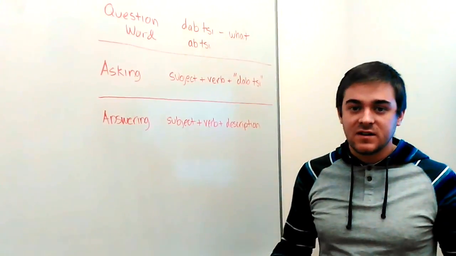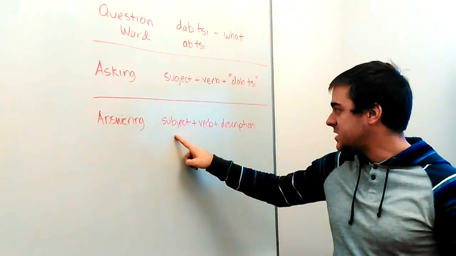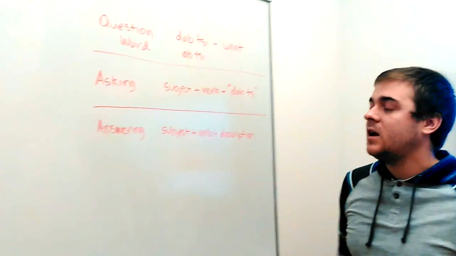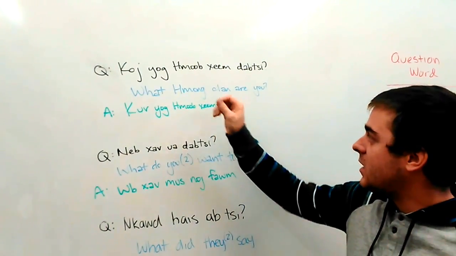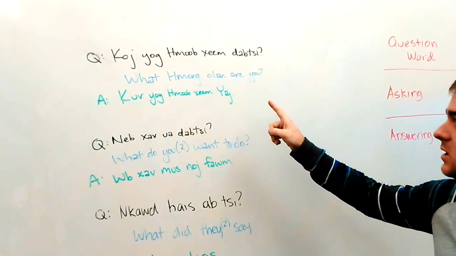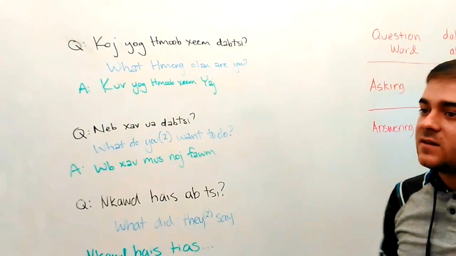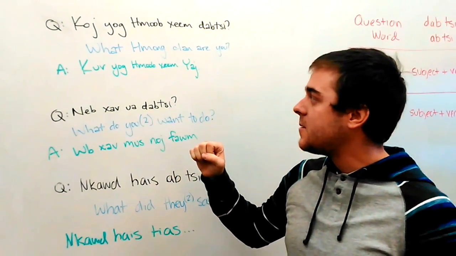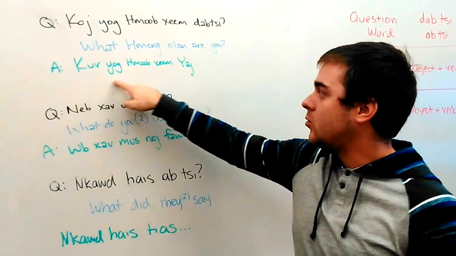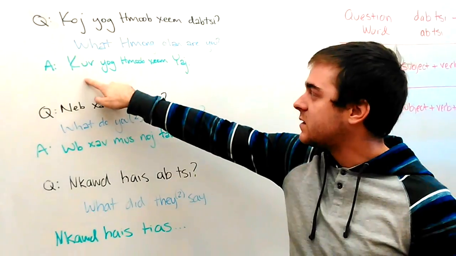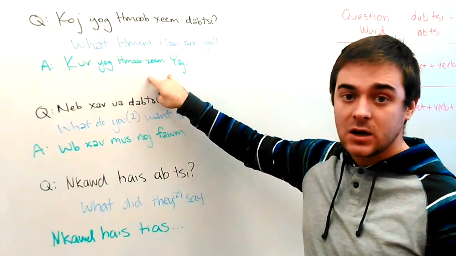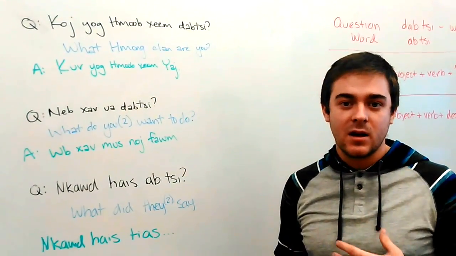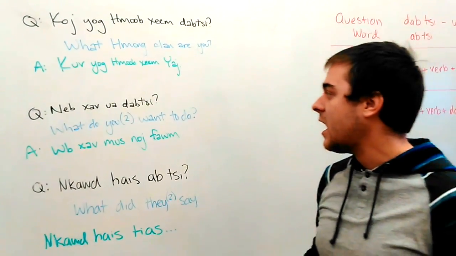And answering it is just as simple. You'd say subject, then the verb, and then the description of what the person asked. The example we have for that is go yo Hmong sing dachi, which means what Hmong clan are you? It's referring to the last name for Hmong people. To answer that, go yo Hmong sing ya, you would use the subject, the verb, and then your description. Hmong sing ya, which is I am Hmong Yang. So that's one way to ask a question with dachi.